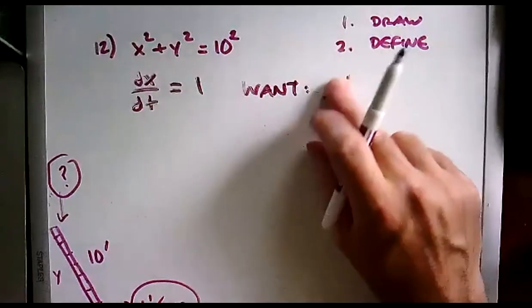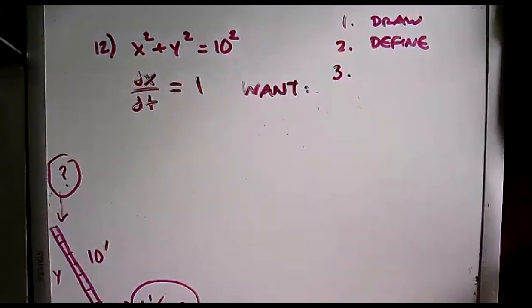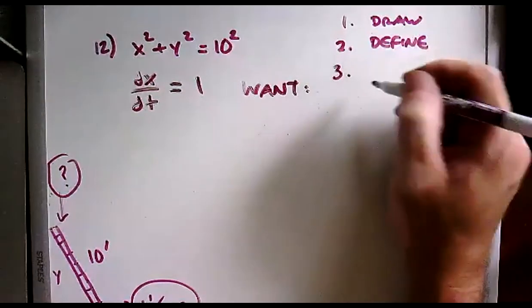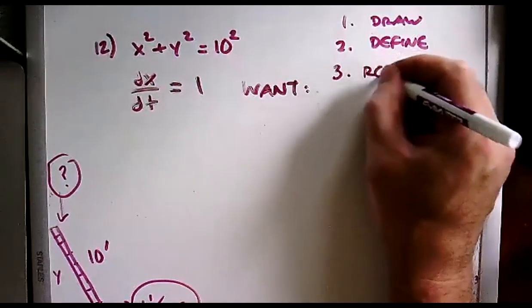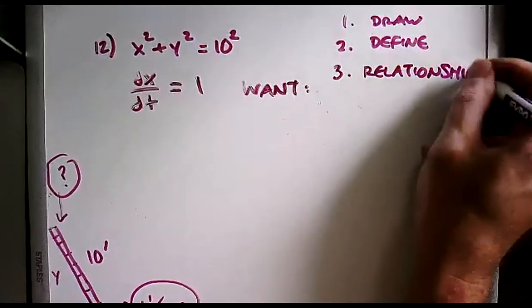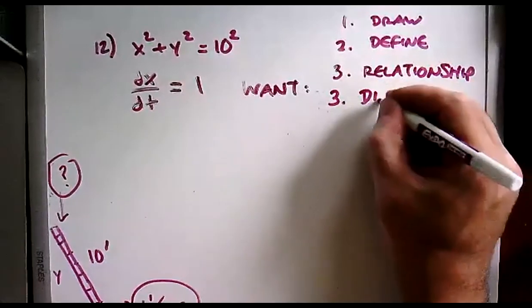Make a little bit more room here. So what have we done? We drew, we defined, let's see, what else did we do? We wrote an equation. I wish it started with a D, so this would be cool, like alliteration here. So we found a relationship between our variables. And now what we're going to do next is differentiate.